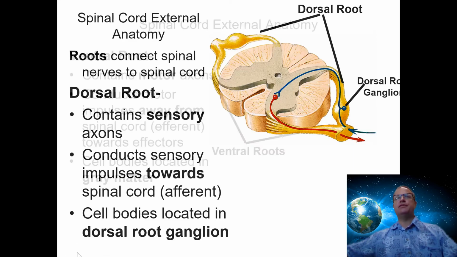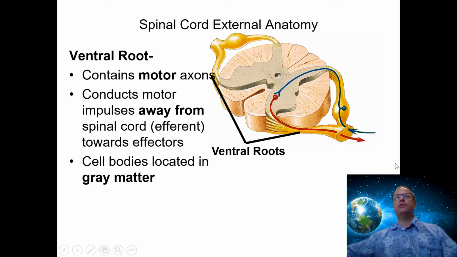of the spinal cord. On the other hand, the ventral root is where the axons for the motor neurons are located. And remember, the motor neurons are carrying information away from the spinal cord, so they're carrying their information out. We call these efferent neurons. And the cell bodies for these motor neurons, if they're somatic motor neurons, are going to be within the anterior gray horns, which is right here.